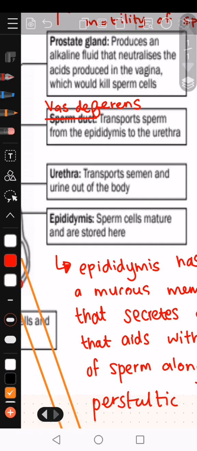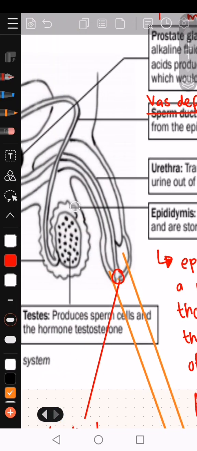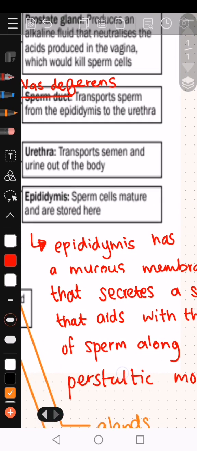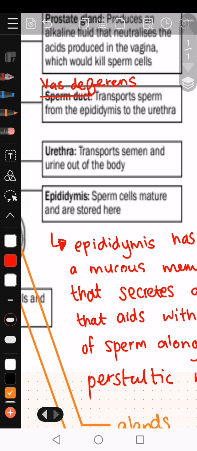Now the epididymis is the structure over here, right? It almost looks like the crown of the testes. I always call it the crown of the testes, because when a king or queen is being crowned, it shows maturation, and that is what the epididymis does. It makes sure that the sperm cells mature, which is very important, and also the sperm is stored there until it is released.